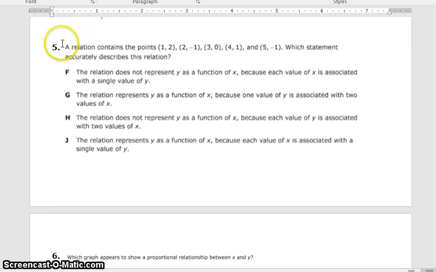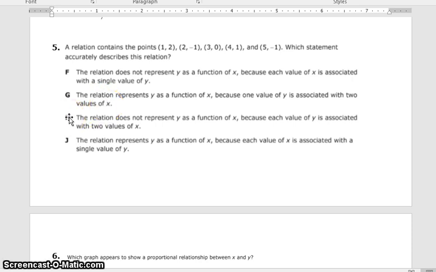Number 5. A relation contains the points (1, 2), (2, -1), (3, 0), (4, 1), (5, -1). Which statement accurately describes this relation? F. The relation does not represent y as a function of x because each value of x is associated with a single value of y. G. The relation represents y as a function of x because one value of y is associated with two values of x.